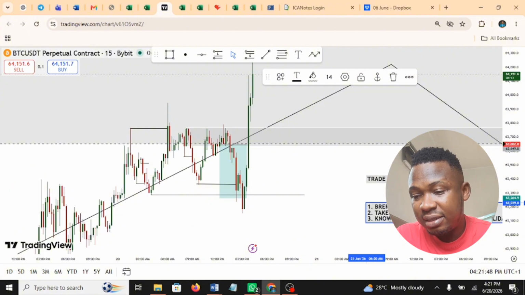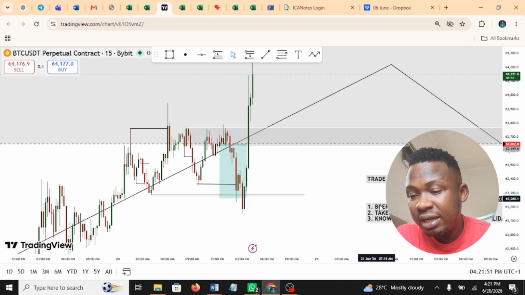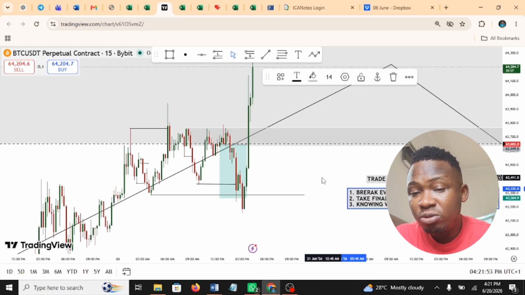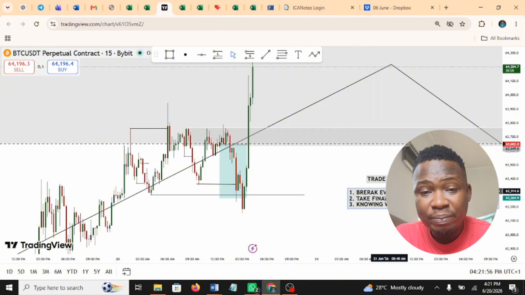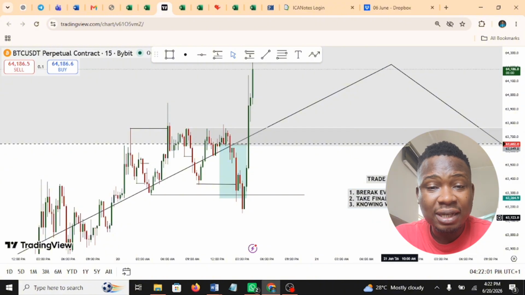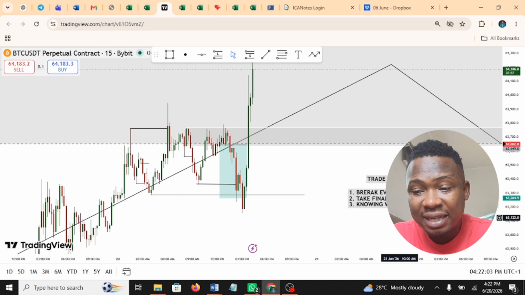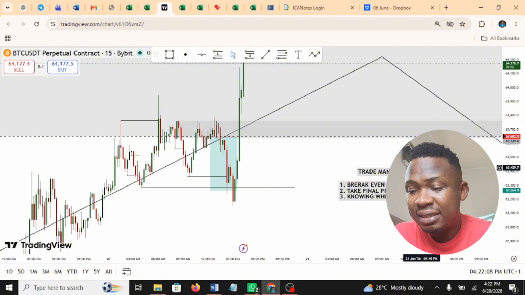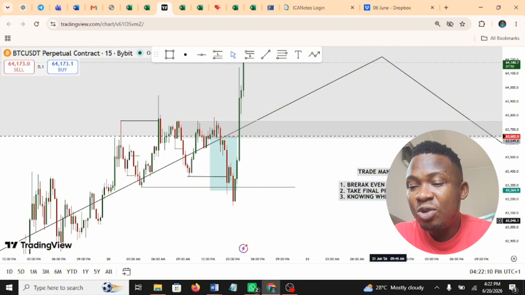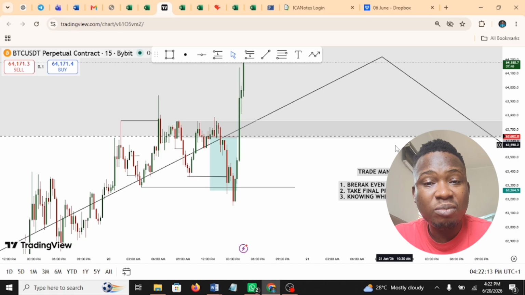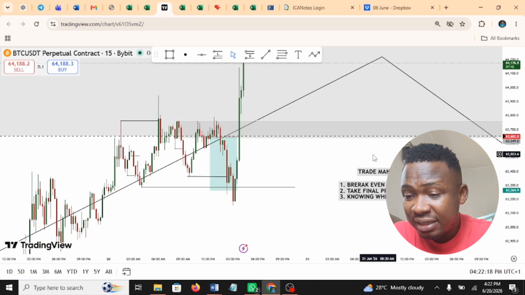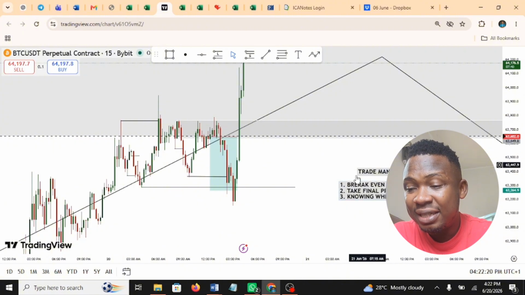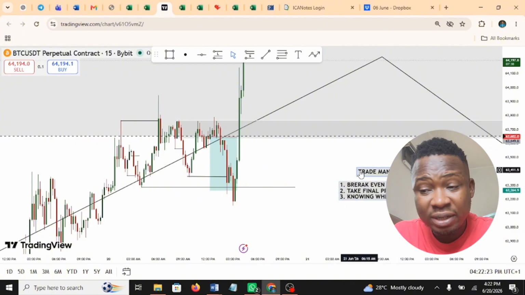Yeah guys, these are the 3 important things when it comes to trade management. You have to understand when to break even, when to take final profit, and when to know that your trade setup has been invalidated. That is it about trade management. So when you're able to know this, how to manage trade, it will help you to avoid losing unnecessary money in the market as a beginner.